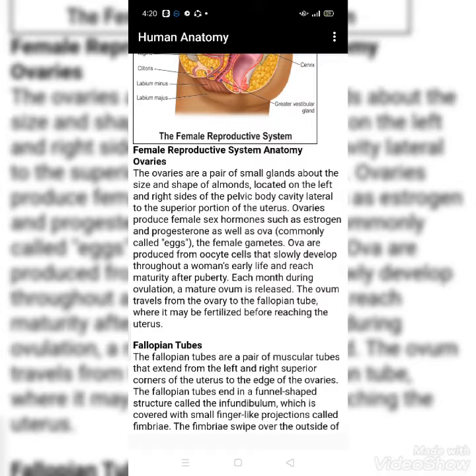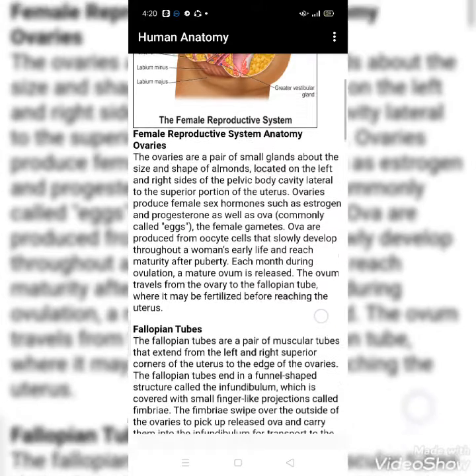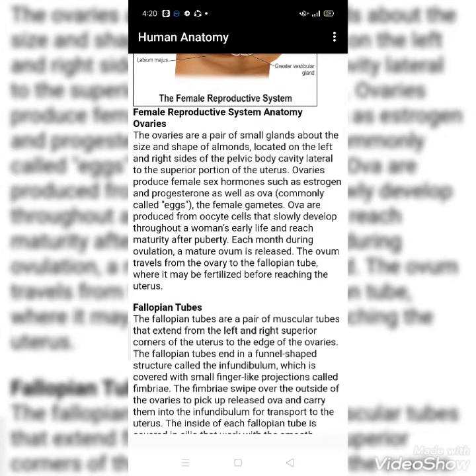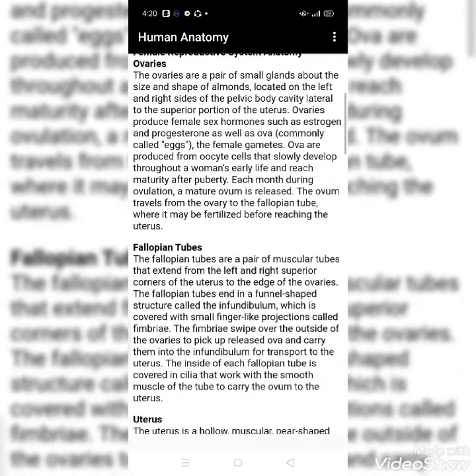The female gametes, ova, are produced from oocyte cells that slowly develop throughout a woman's early life and reach maturity after puberty. Each month during ovulation, a mature ovum is released. The ovum travels from the ovary to the fallopian tube, where it may be fertilized before reaching the uterus. So now we are coming to discuss the fallopian tube.